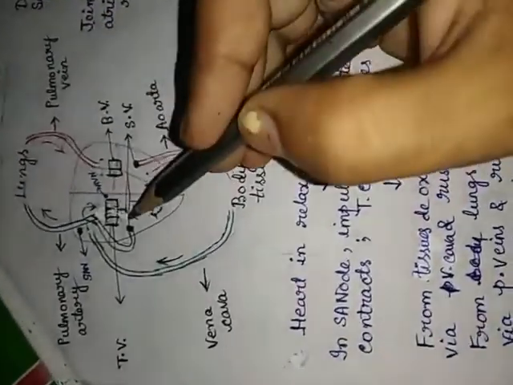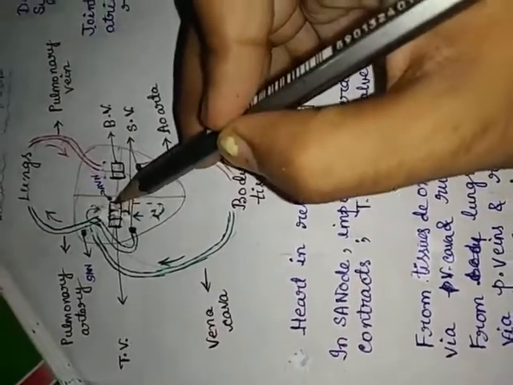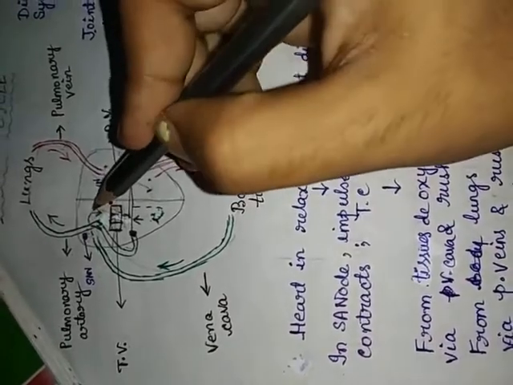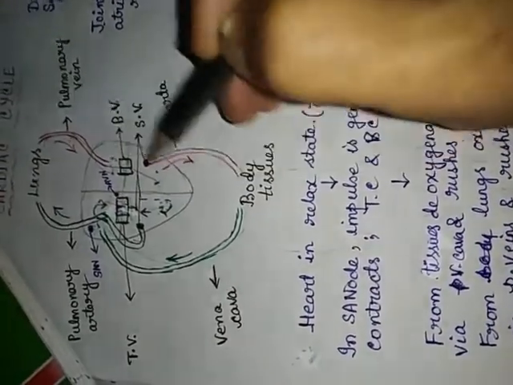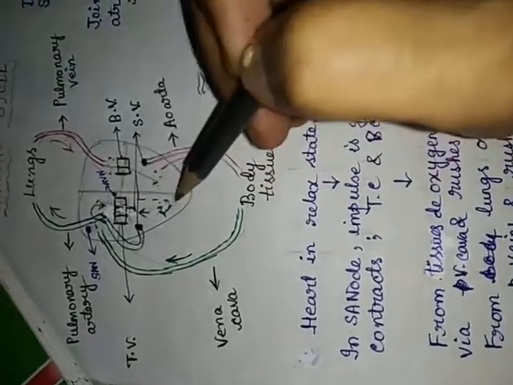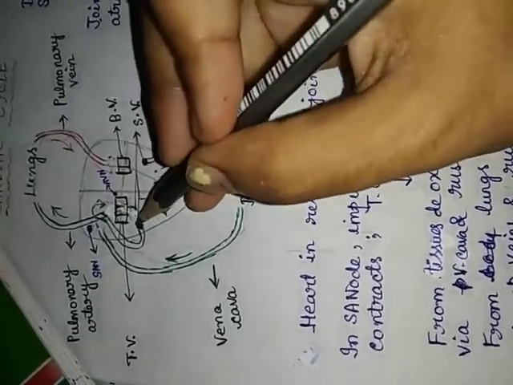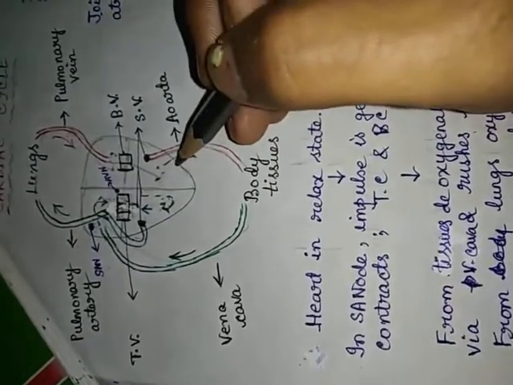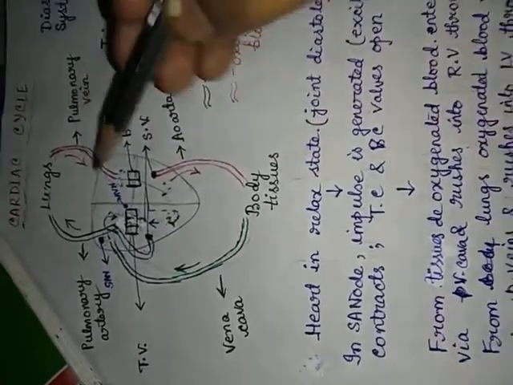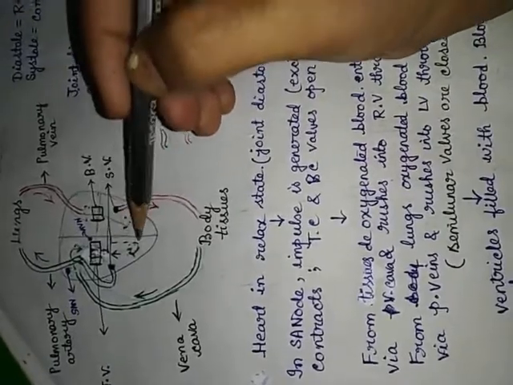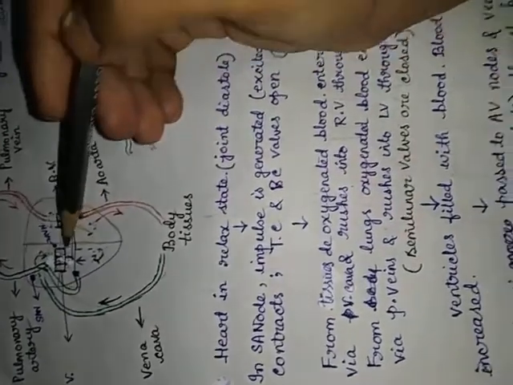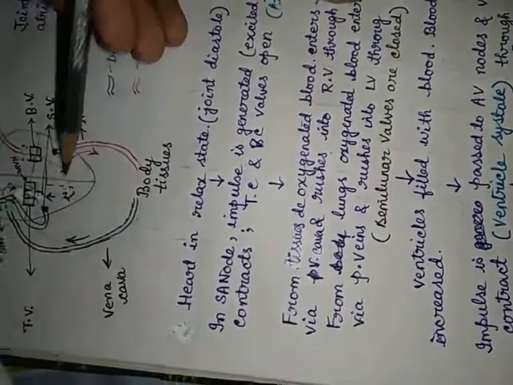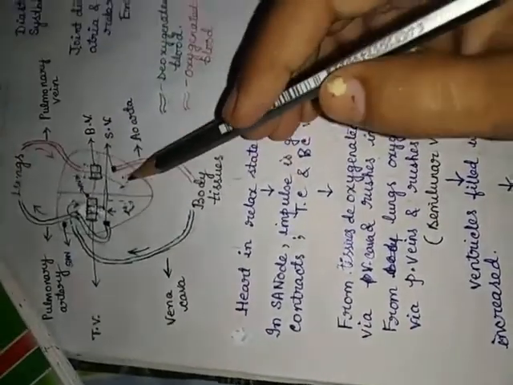But remember, at that time only these valves are open, and as these valves are open, blood directly comes from auricle to ventricle. And the semilunar valves, this valve and this valve, remain closed now. Okay, as the ventricles become filled with blood, the blood pressure increases.